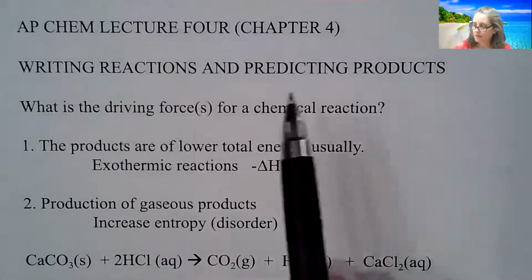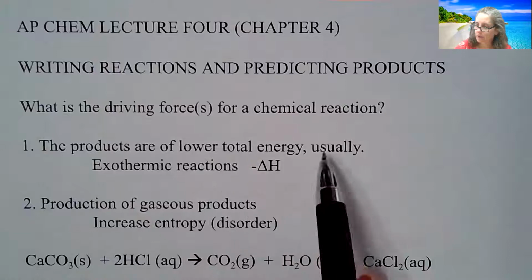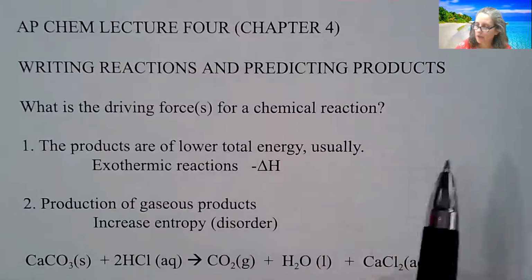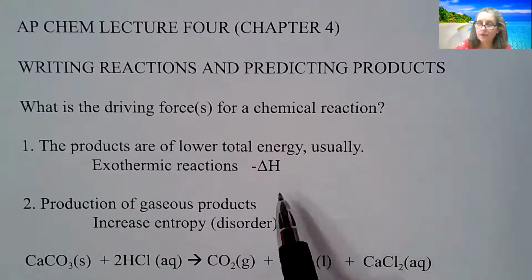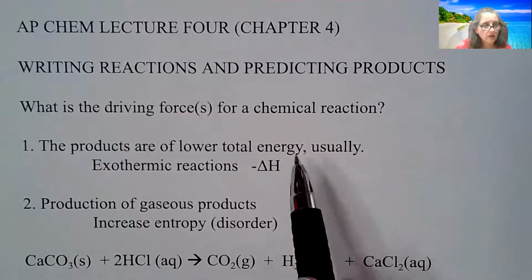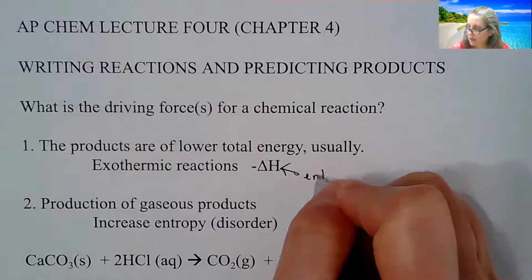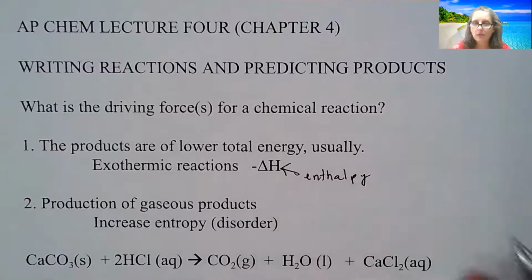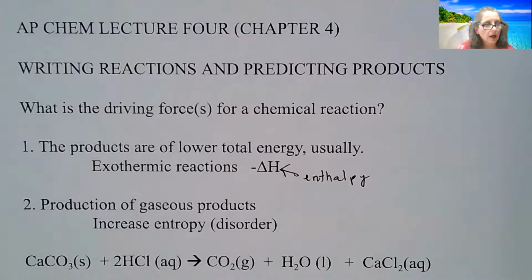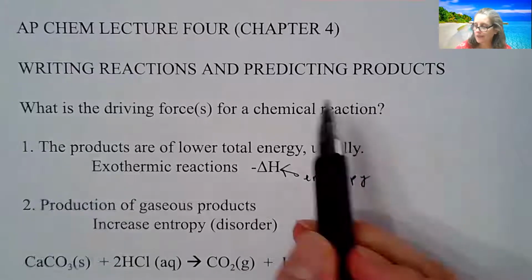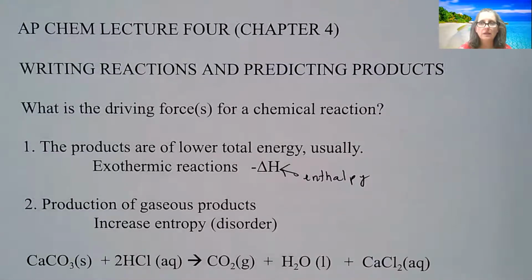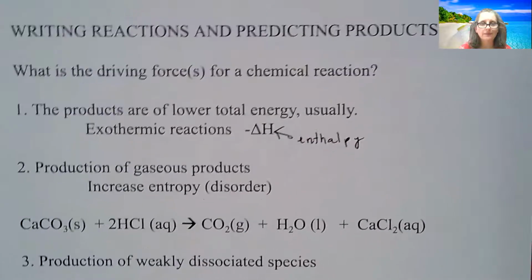So first off, if products are at a lower energy, usually you will have a going-to-product situation. So exothermic reactions, if you remember, delta H is called enthalpy, and we will be talking about that in the next chapter. Exothermics tend to lose energy once the product is formed, the difference. And so we have a negative there because we are saying we are losing it to the surroundings.